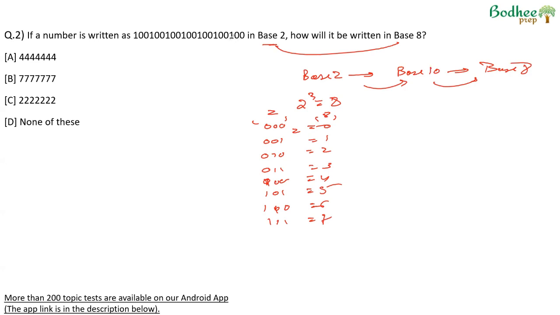So what we can do is make groups of 3 and look at the corresponding value in the base 8 system. Now 110 in base 2 will correspond to 4 in base 8. So this becomes 4, 4, 4, 4, 4, 4, 4. So if this is the binary number, the equivalent in base 8 will be 4, 4, 4, 4, 4, 4, 4, which is option A.